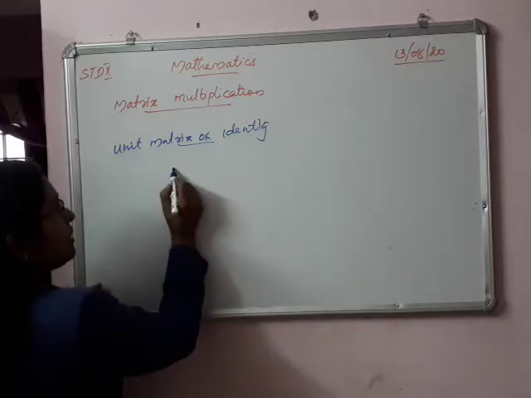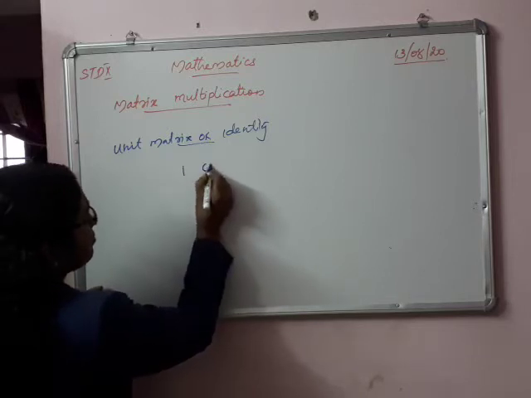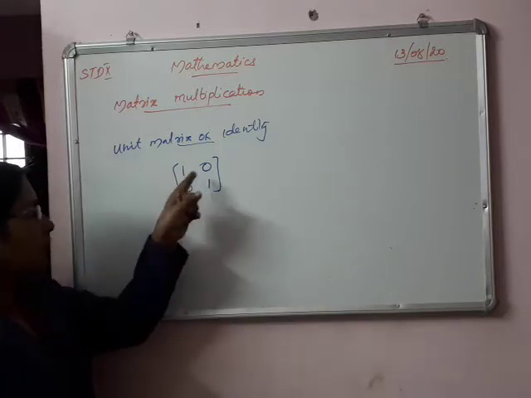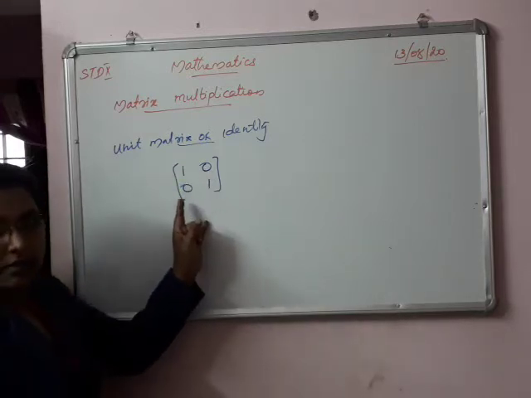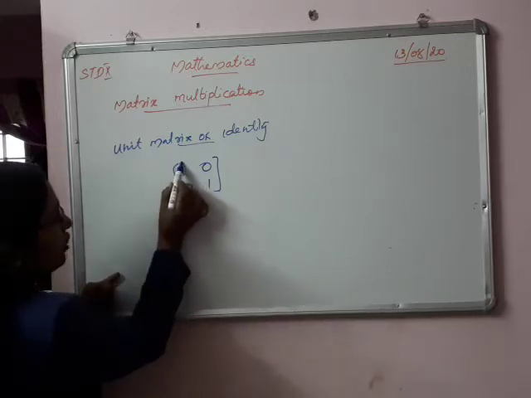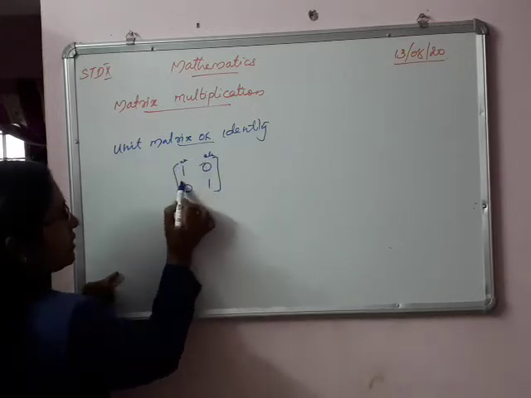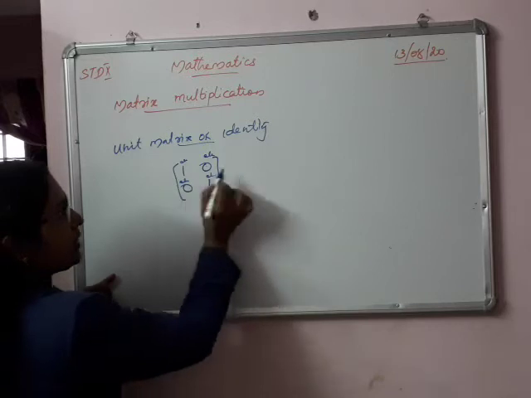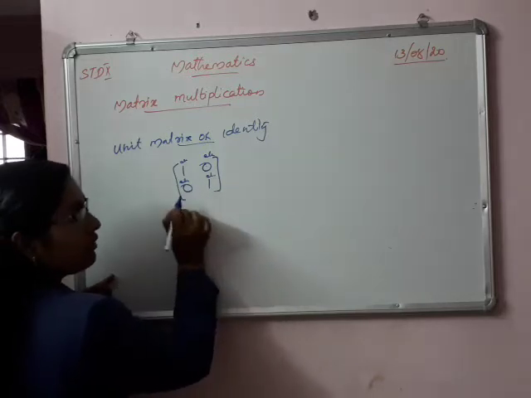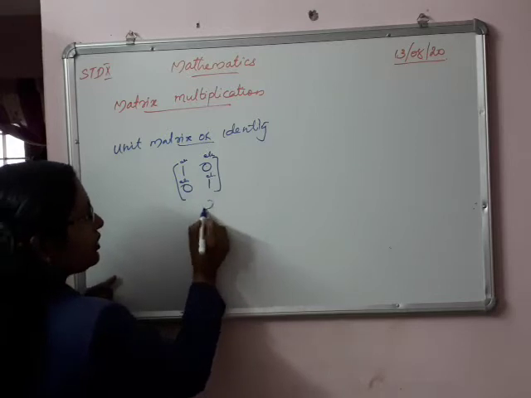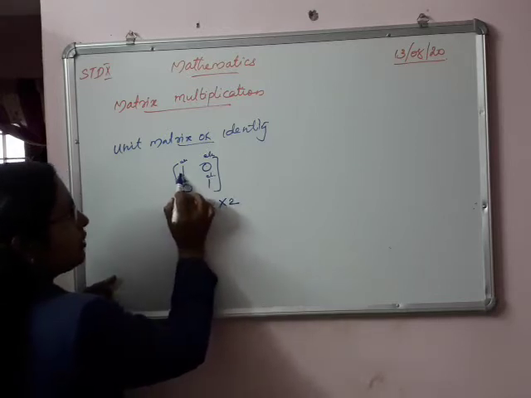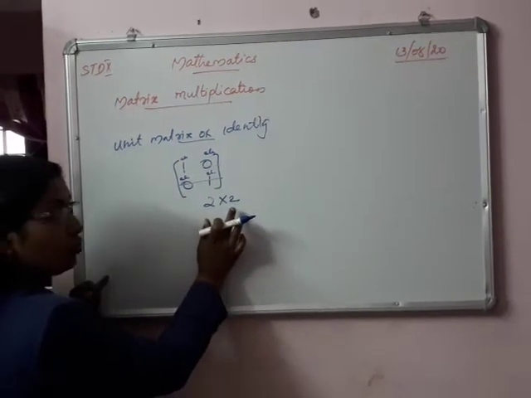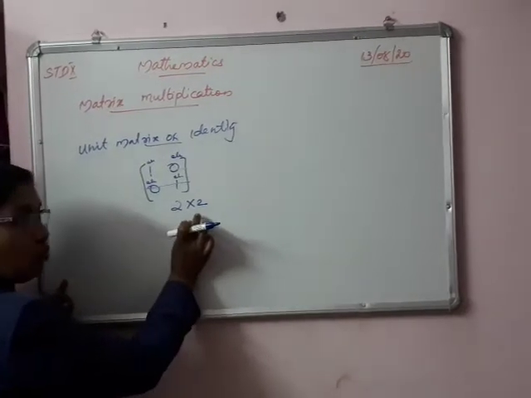Suppose it's a matrix 1 0 0 1. Here you see, this is one of the elements, this is another element, this is another element, and this is another element. Here, what are the rows and columns? What is the order of this matrix? Number of rows and number of columns. So it is a 2 by 2 matrix, because there are 2 rows and 2 columns. So the order of the matrix is 2 by 2.